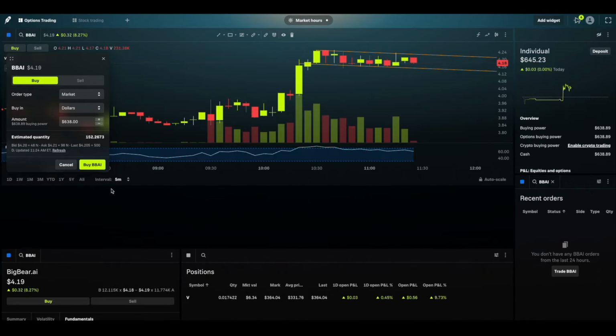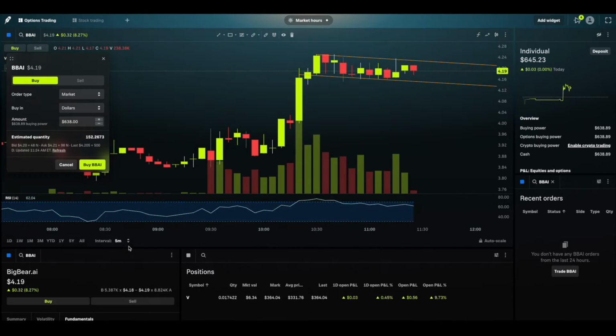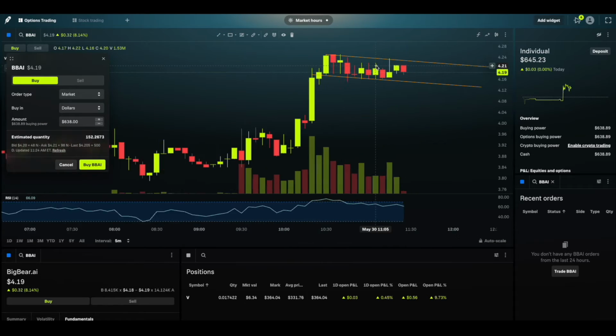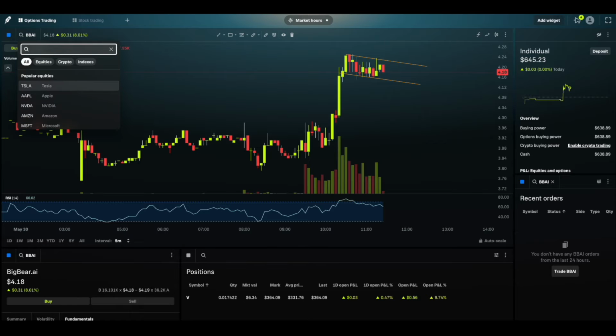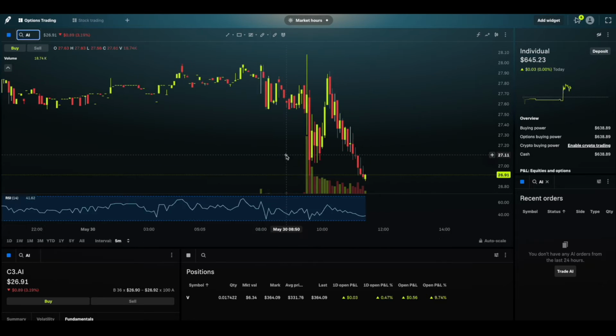So let's see, we're gonna move in here. We're gonna move this down because I want to be able to see the chart better. And right now it's struggling to get past that. So we're gonna continue to watch that stock. We'll have it up. You got BBAI.